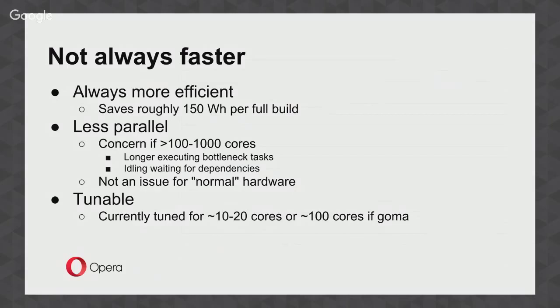This is not really an issue for what I call normal hardware, which you can expect a student that wants to compile Chromium to have. But it is an issue if you have big distributed systems. If you have Goma, for instance, I don't have Goma, so all this is just rumors to me. But you can have access to hundreds or thousands of cores, which means that jumbo might actually not be faster for you.